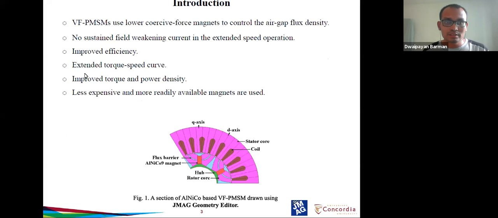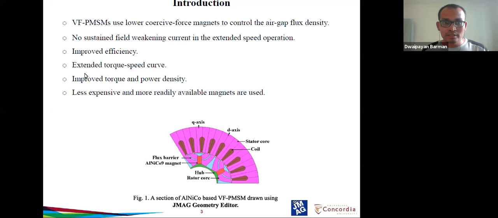The variable flux PMSMs use lower coercive force magnets so that we can control the air gap flux density. In our case, we are using alnico-9 magnet because alnico-9 magnet has lower coercive force. Also, some research papers call it the active magnetization technique. We can actively change the magnetization and demagnetization level of the alnico-9 magnet.